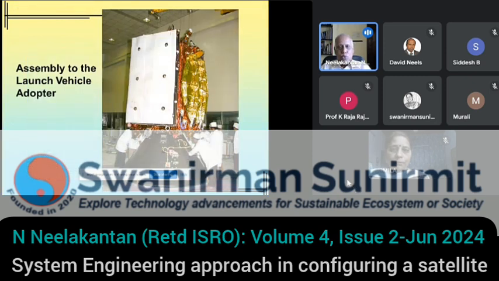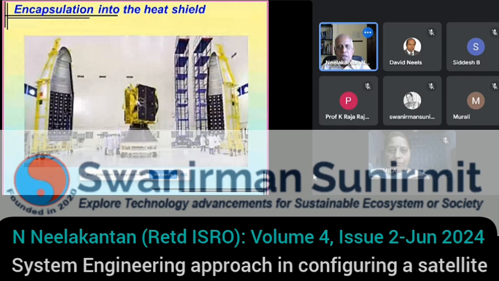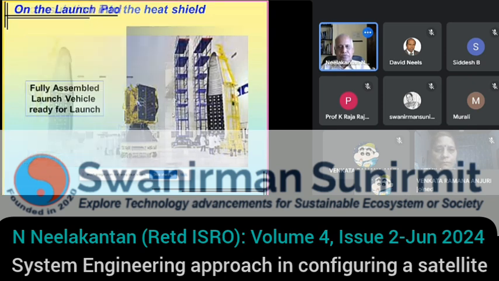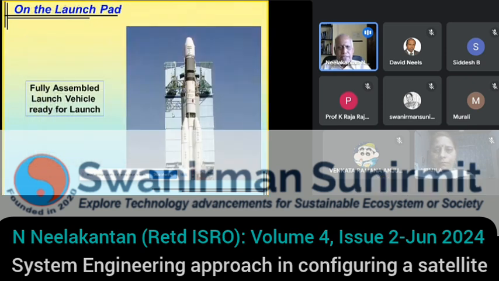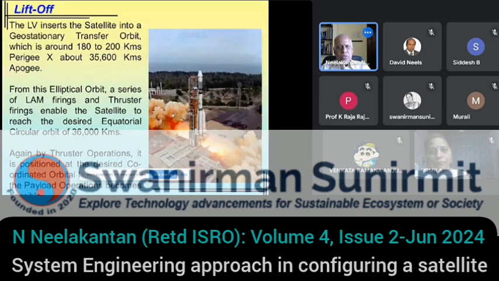Before it is mounted on the rocket, it is assembled to the rocket adapter, which is a conical structure at the bottom, called the launch vehicle adapter. Then it is encapsulated in the heat shield, which is part of the rocket assembly. The fully assembled spacecraft is sent to the launch pad. It is ready for launch.